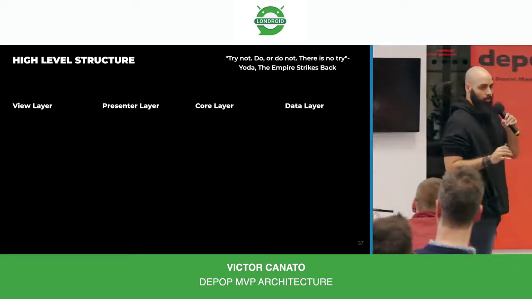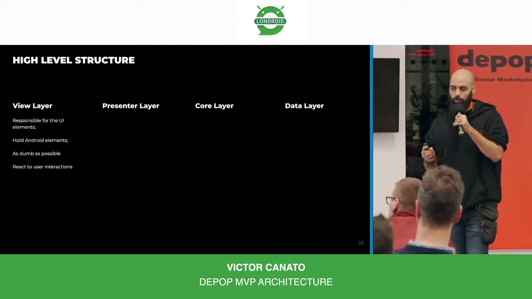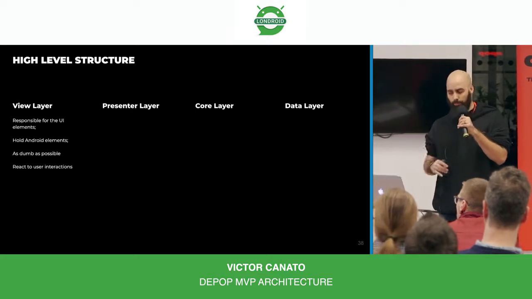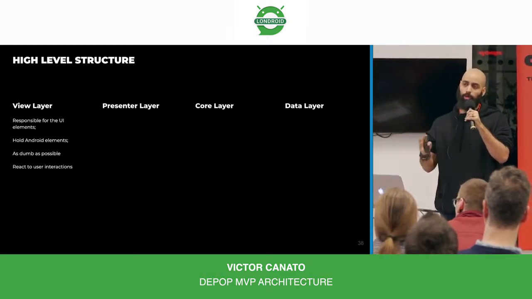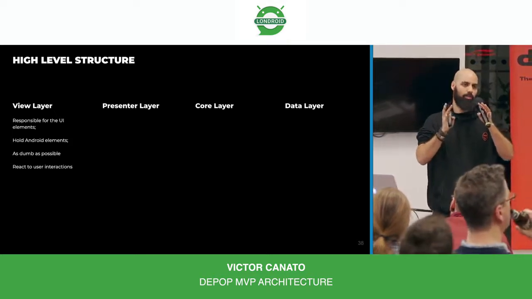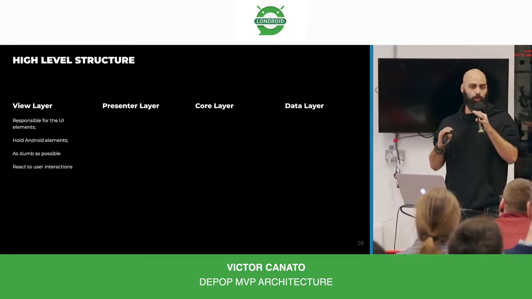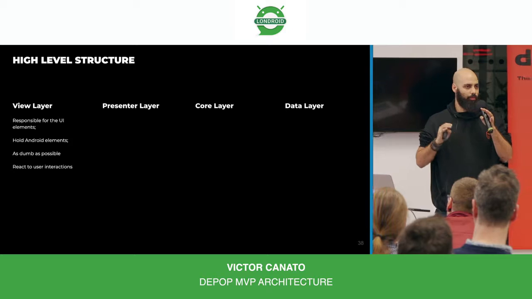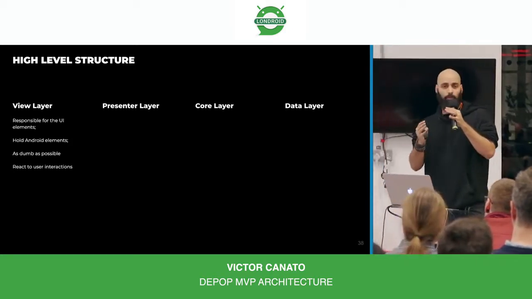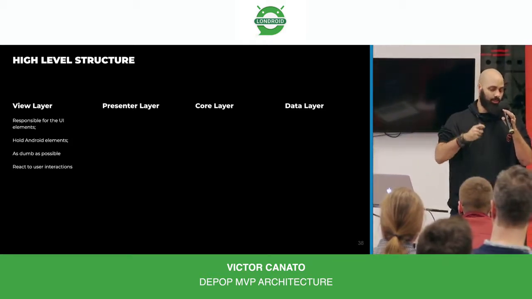In our MVP, we use 4 main layers. We have the view layer that is responsible for the UI elements: fragments, views, adapters, recycler views. It should hold all the Android elements like context, so we have a really good division about where Android lives, and the rest of our code is as dumb as possible, so we put no logic in the view. If we just say do it and the view does it, it's perfect for us. And it's the layer that is responsible for the interaction with the user. So when the user does something in our app, it's the view layer that will receive this.